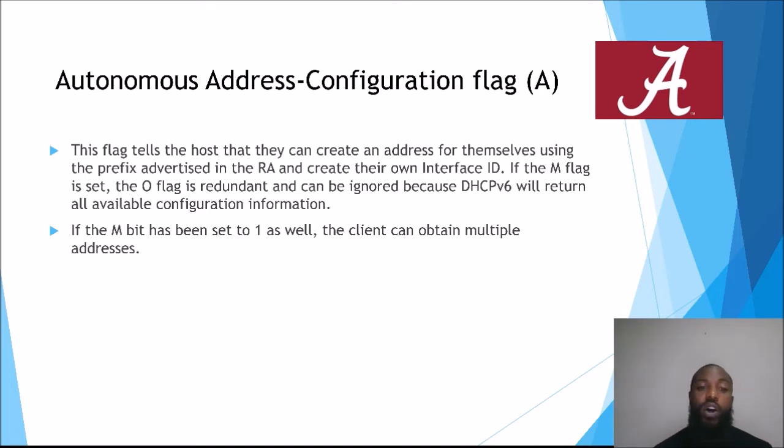This flag tells the host that they can create an address for themselves using the prefix advertised in the RA. Remember, we talked about that in the SLAAC video. The RA is the router advertisement. So if the host has not made any solicitations yet, he may get an advertisement from a router in the network, right?